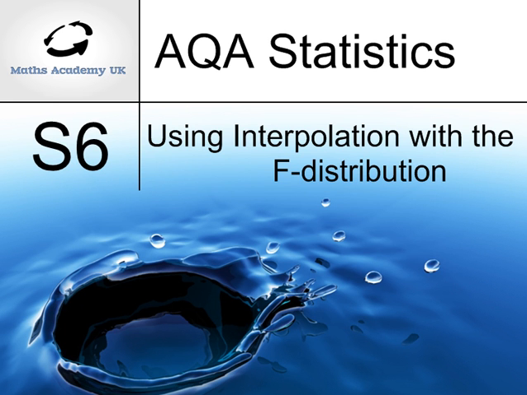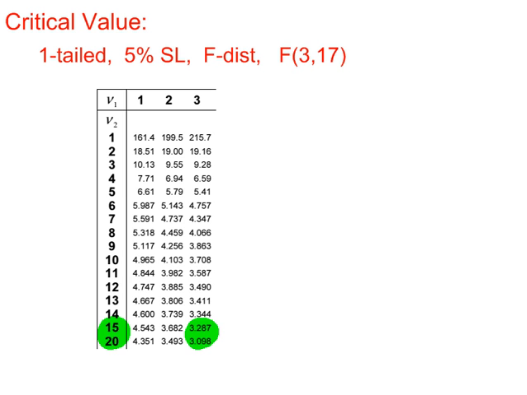Using interpolation with the F distribution when working out critical values. Let's say in the ANOVA test we're looking for F3,17, 3 degrees of freedom along the top, 17 down the side. So we go to the tables, we've got 3 here, so that's fine, but there's no 17 here.